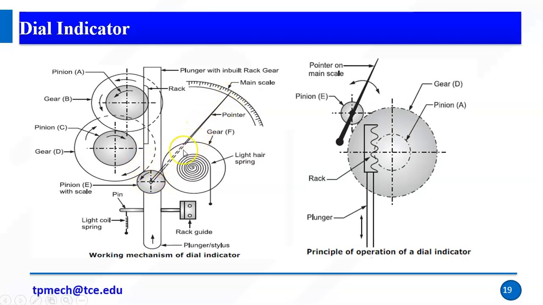Again, we have a light spring. The reason we use a spring is that after inspection, the indicating hand should return to 0 again. So for this reason we use a spring. Right, so these are the principles of operation. We have a rack, pinion, then other pinions, and then the pointer. So this is the working of the dial indicator.